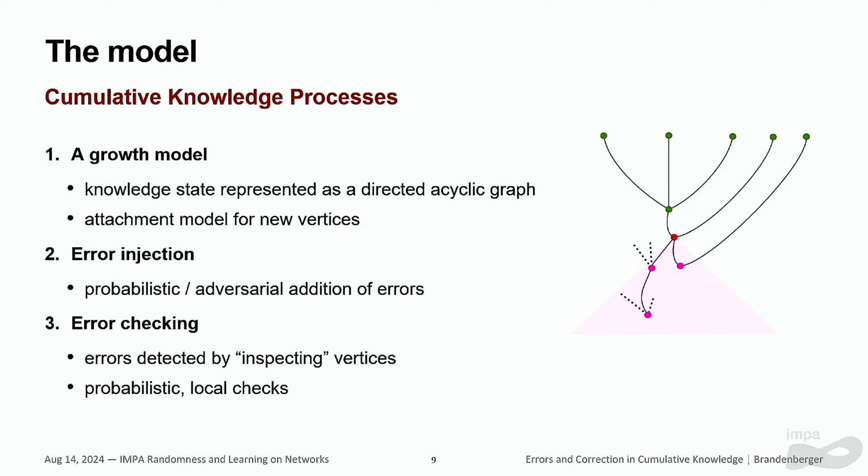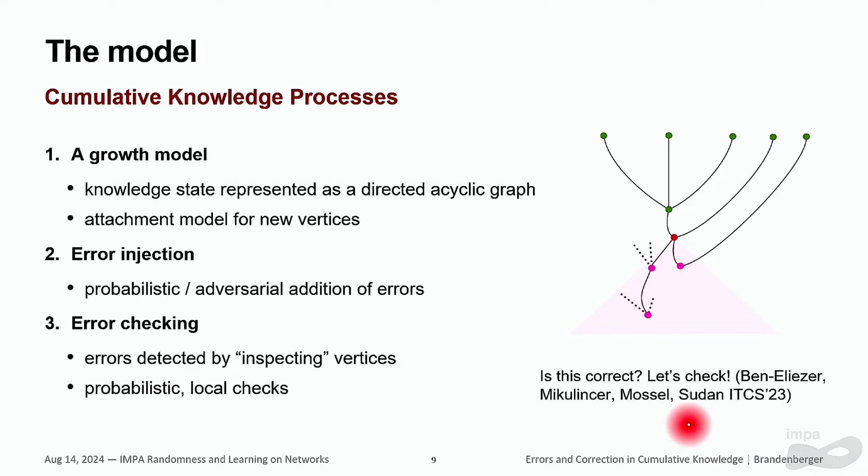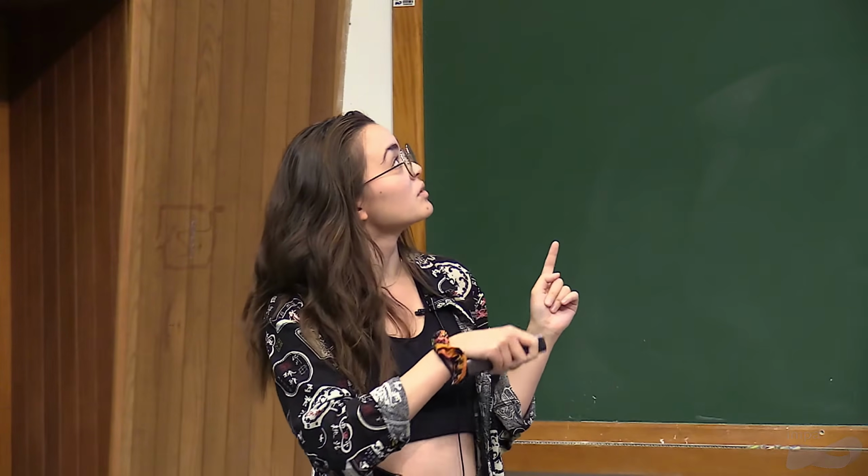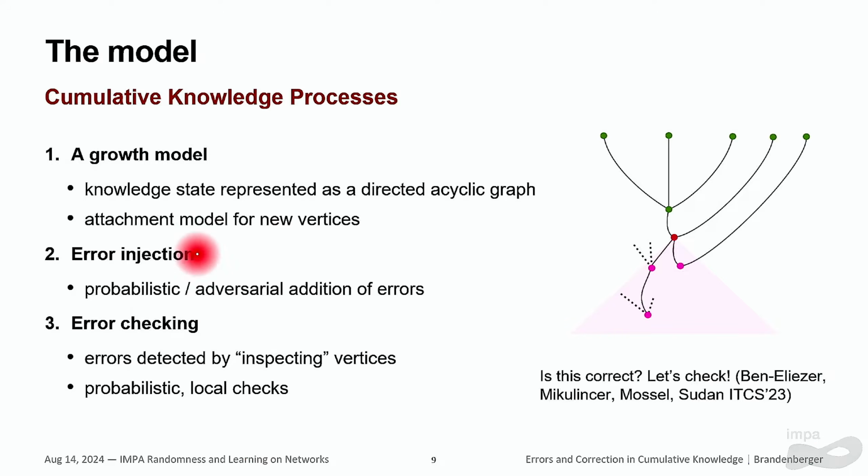and so forth. So this model was first introduced in a more limited setting in this paper here by Ben Lilizer, Mikkelinser, Mossel, and Sudan back in 2023. They consider it in a much less general setting. So when I describe more details of the growth model and the error injection and so forth, I'll explain kind of what they did that is slightly simpler.